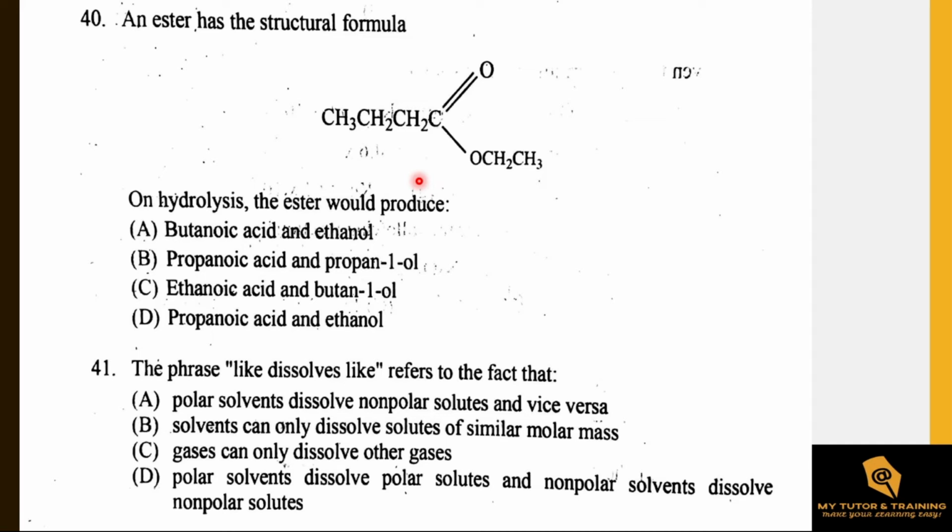Here, the acid portion should have how many carbon atoms? 4. So it is butanoic acid. Therefore, the correct answer is what? A, butanoic acid and ethanol are formed when this ester hydrolyzes.